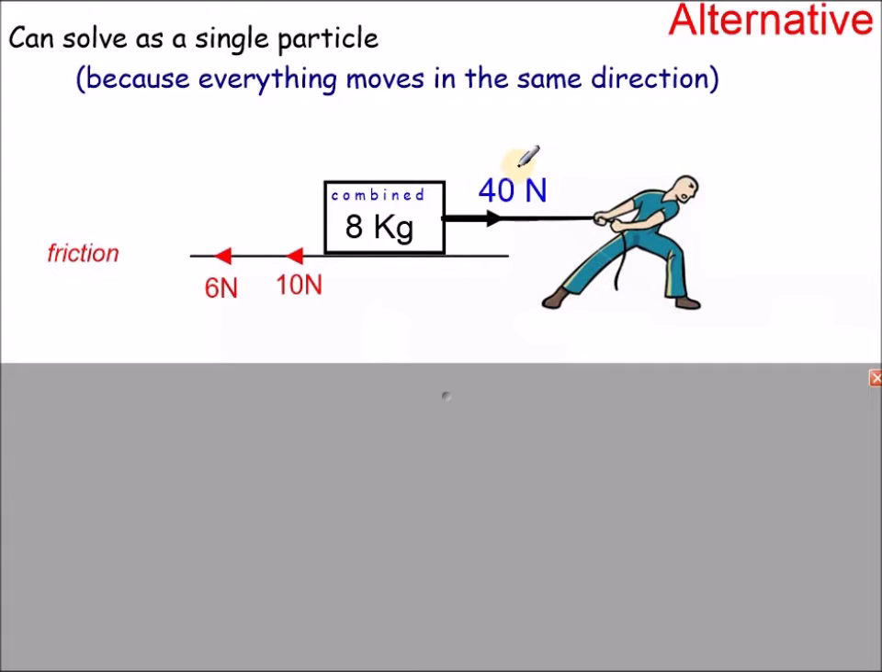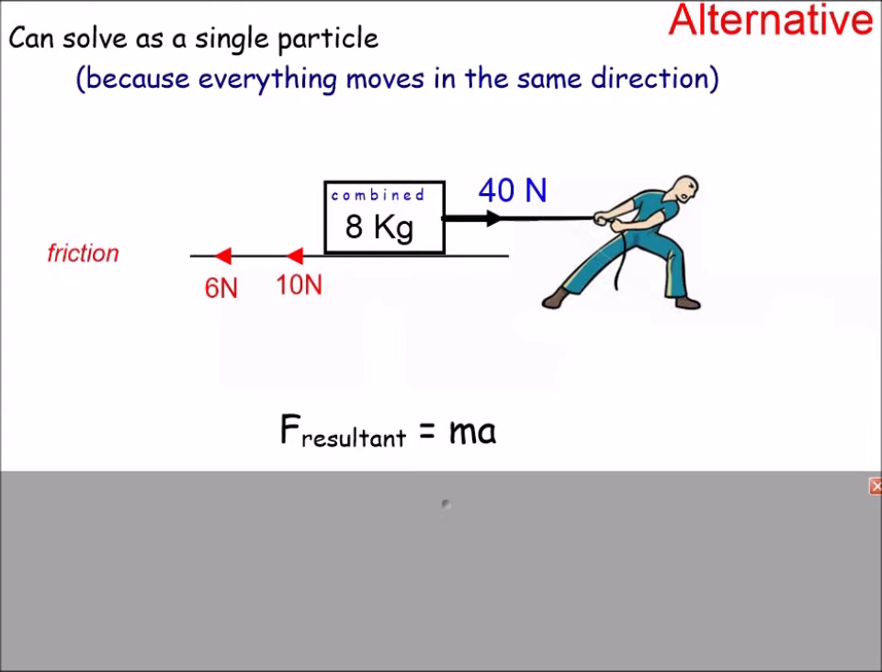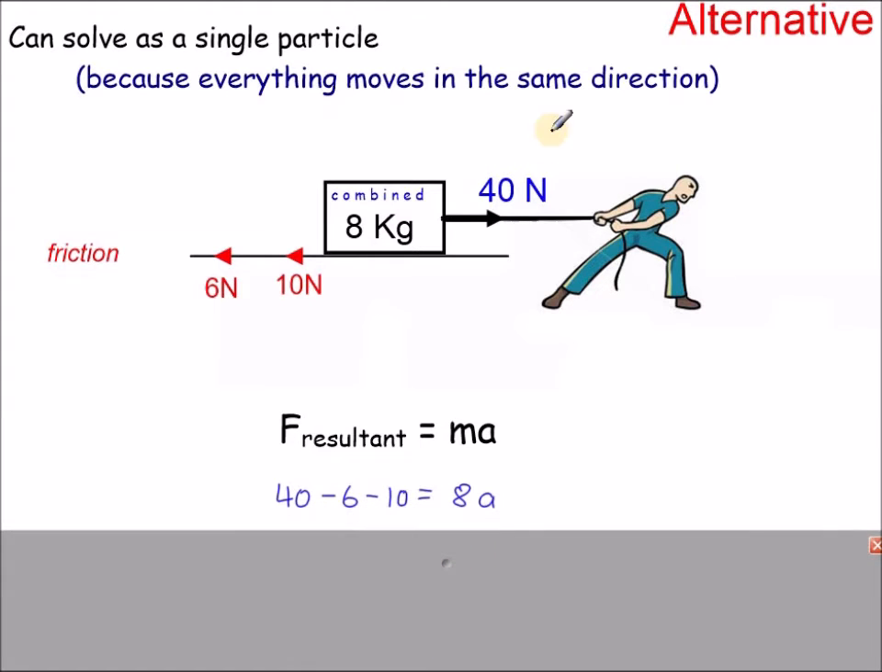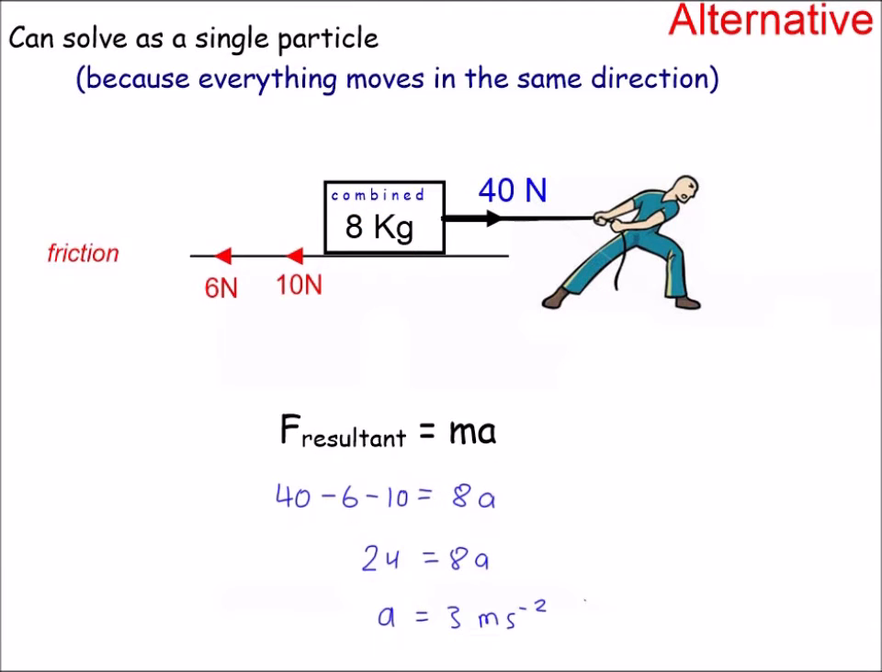So we still have a 40 Newton force applied here by this person. There's no rope anymore, so there's no T, the tension in a string or a rope to consider. There are the two frictional forces, they are still present. So F resultant equals ma, so 40 minus 10 minus 6 equals the combined mass times the acceleration, and again we can work out what the acceleration is, 3 meters per second squared, exactly the same as before, but there's no T, the tension in the rope to work out this time.